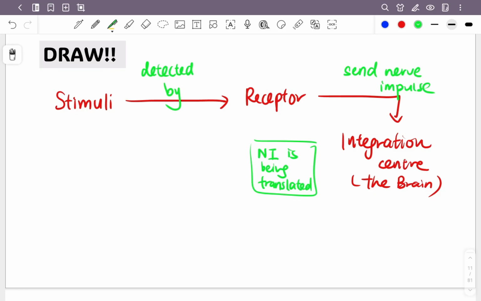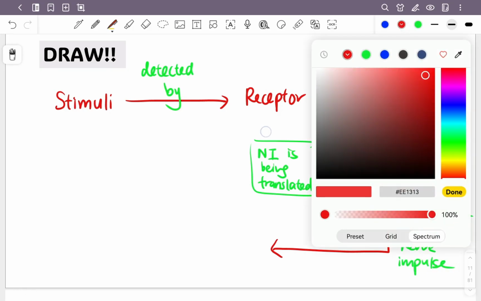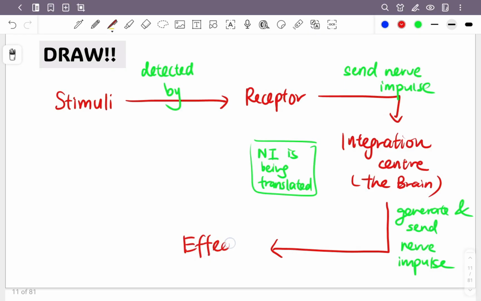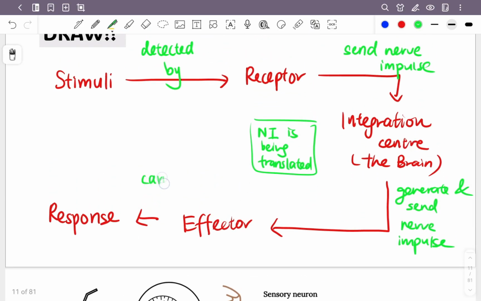Understand? Then after the nerve impulse has been translated, it's going to generate and send another nerve impulse to where? To the one that carries out response. What is the name? Effector. So this effector is going to carry out response. Okay? So this is the general pathway. It means that it doesn't matter what the example is, it usually will follow this pattern. Understand? So you can actually say carry out here, carry out.